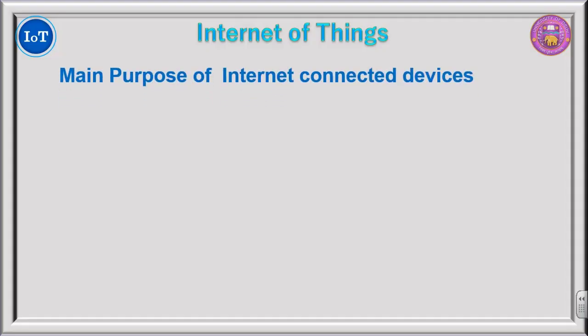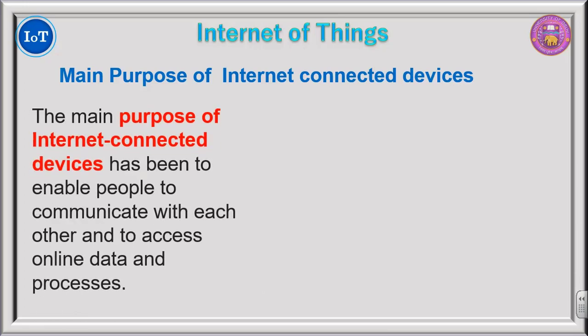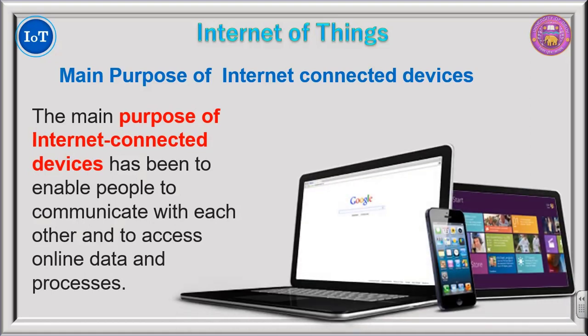Internet of Things, main purpose of Internet connected devices. Please mind it that here we are talking about devices which are connected to Internet. The main purpose of internet connected devices has been to enable people to communicate with each other and to access online data and processes. Here you can see that we have laptop, we have cell phone, we have tab. All these devices can be connected to internet. Then these devices can exchange information. People can communicate through these three devices.